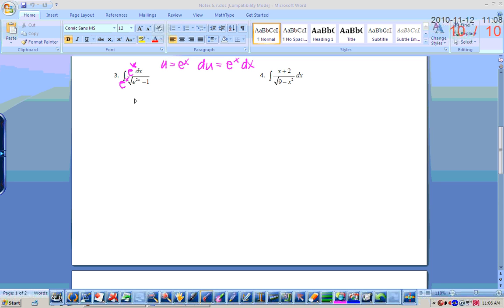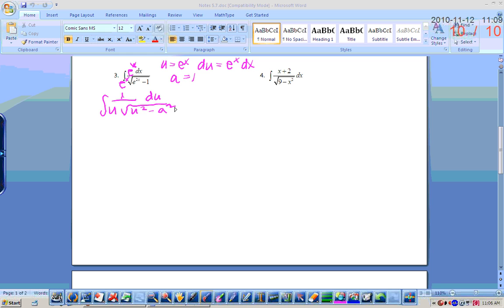You can't pull a variable in or out of the integral, and e to the x is a variable. All right, so let's fill in our u, and what would a be? 1. So e to the x dx is my du up on top, or I can do 1 over and move the du out there. e to the x is u, and then I have the square root of u squared minus a squared.